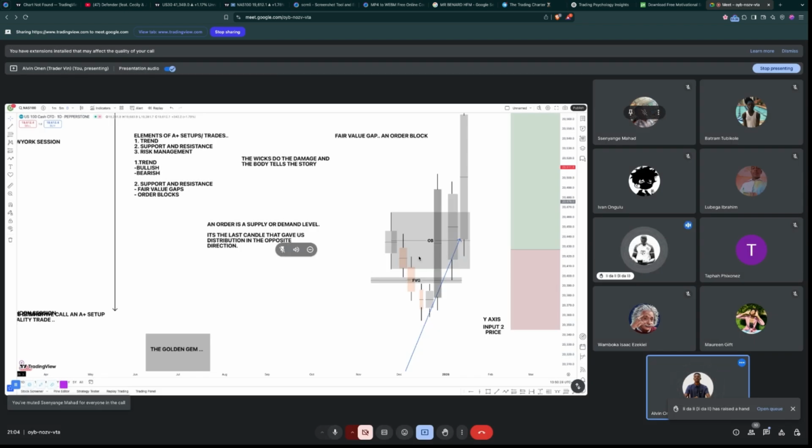Yes? My question is, I thought that when the market is going down, we cannot take the fair value gap of selling, yet we want to go to the buying section. Is it true or not? Pardon me again. I thought that when it is selling time, we cannot use the selling time fair value gap. Is it true or not?